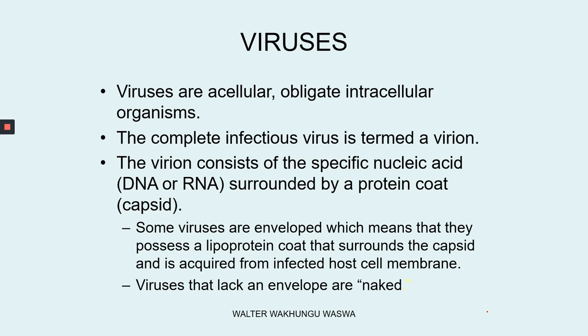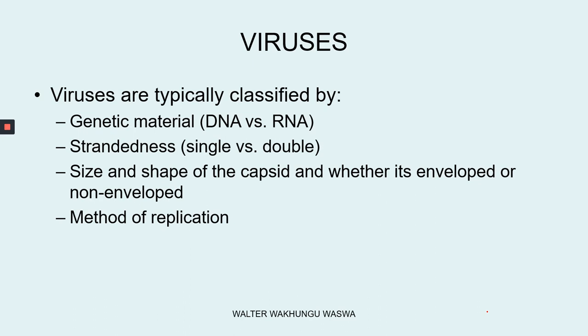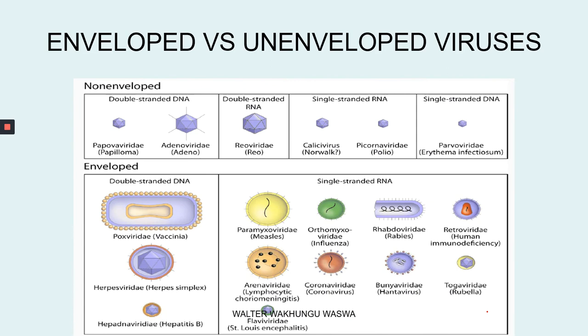Viruses are typically classified by genetic material, either DNA viruses or RNA viruses. They can also be classified in terms of strandedness, either single strand or double strand. We can also classify them in terms of size and shape of the capsid and whether it is enveloped or non-enveloped. We can also classify them in terms of method of replication, such as viruses that have a reverse transcriptase enzyme and viruses that do not. In this case, these are RNA viruses. So, enveloped viruses versus non-enveloped viruses.